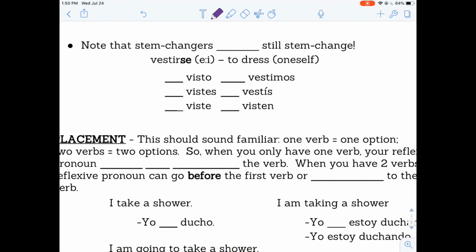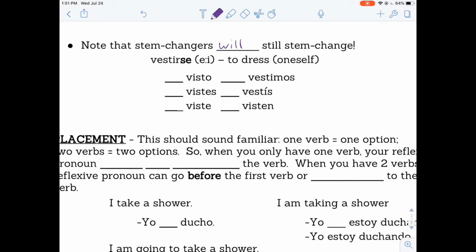So note that stem changers will still stem change. So the thing about reflexive verbs is that it's not a verb tense, it's a type of verb. So a reflexive verb can be used in any verb tense. So I can use it in the present or the preterite that we've already learned, or I can use it with the imperfect that we're learning later this year. I can use it with the present progressive that you've already learned. You can use it with future tenses, with the perfect tenses, which you'll learn in Spanish 3. It's just a type of verb that fits into any verb tense.